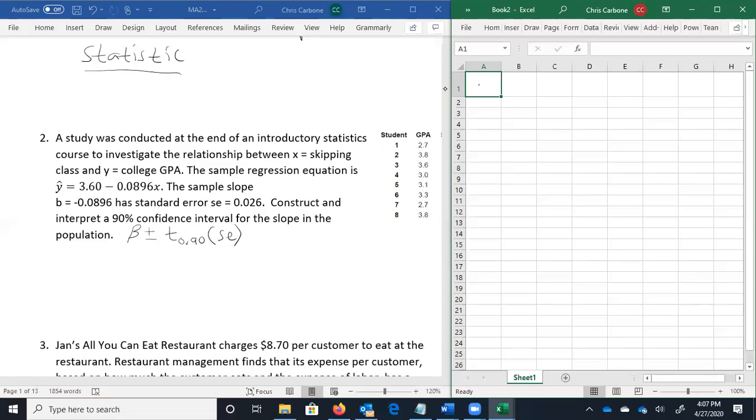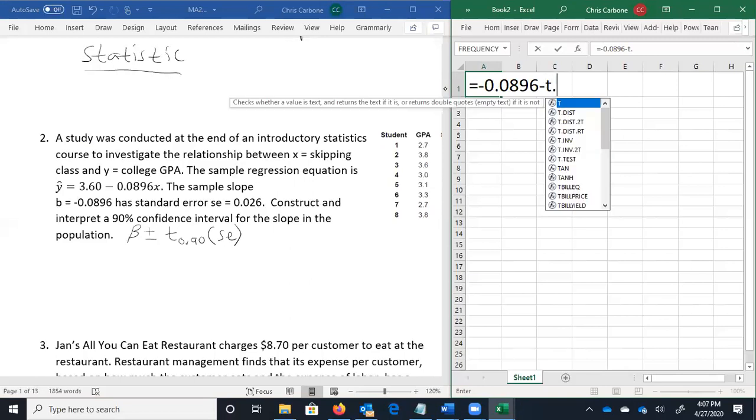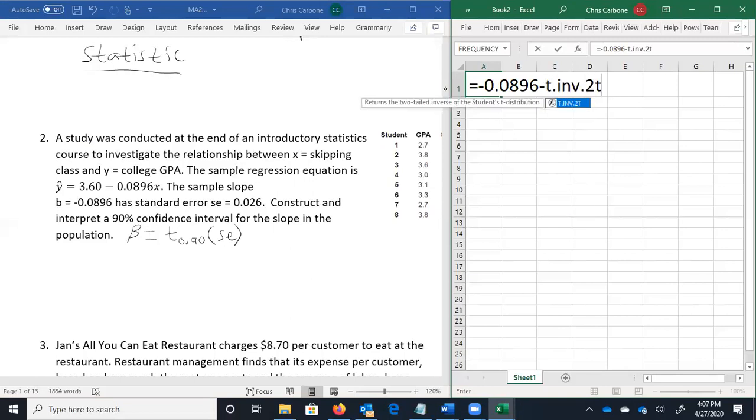But we were told in this problem the slope is negative 0.0896. So let me put that in here first. And I'll do the lower bound first. So I'm going to subtract the t-score for that 90% confidence. This will be T.INV.2T, due to the fact there's a confidence interval. We take 1 minus 90%, so 0.1 or 0.10, and then comma the degrees of freedom for this.